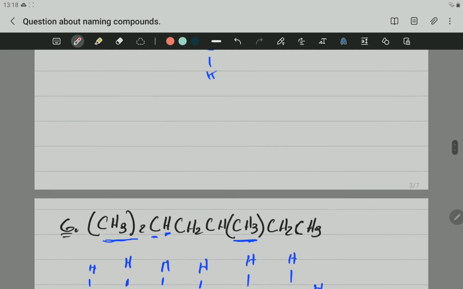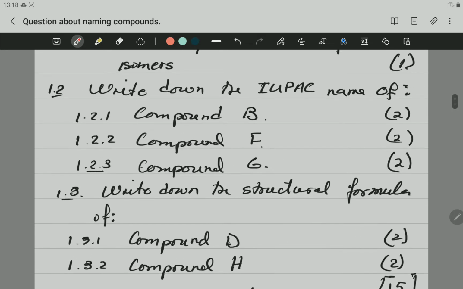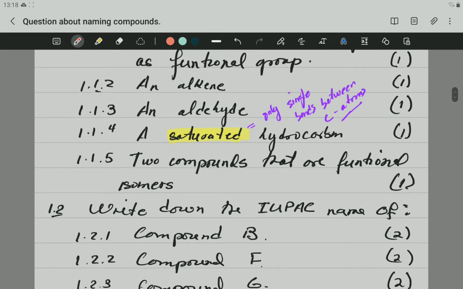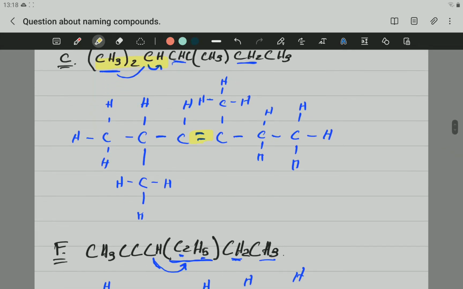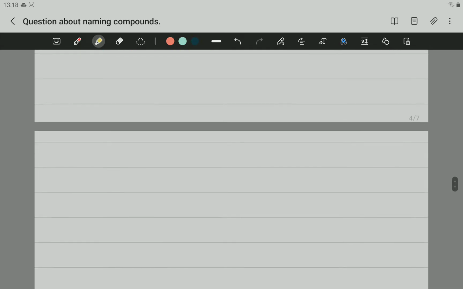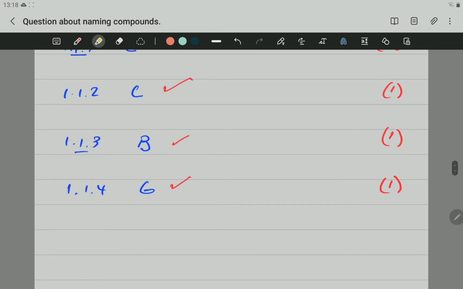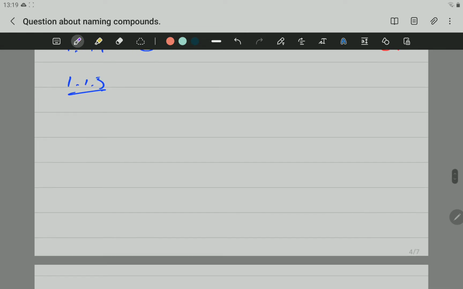Okay, so we're going to 1.1.5, 2 compounds that are functional isomers. Okay, so we're now looking for functional isomers. There is a video related to functional isomers. I recommend you go there and watch it quickly. We're going to write something very quick about functional isomers. So question 1.1.5. Remember, you don't have to do this, you can just go straight, but let's write here a small recording.